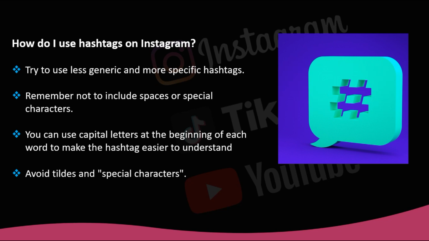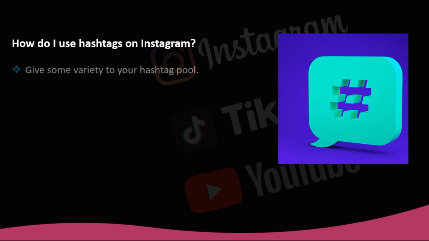Hashtags with characters other than Roman letters don't position themselves optimally. The ones with emojis don't position well either. Keep your hashtags short and easy to remember. Avoid fancy words. Give some variety to your hashtag pool, don't just use the same hashtags all the time as you'll miss the chance to be found through other labels.